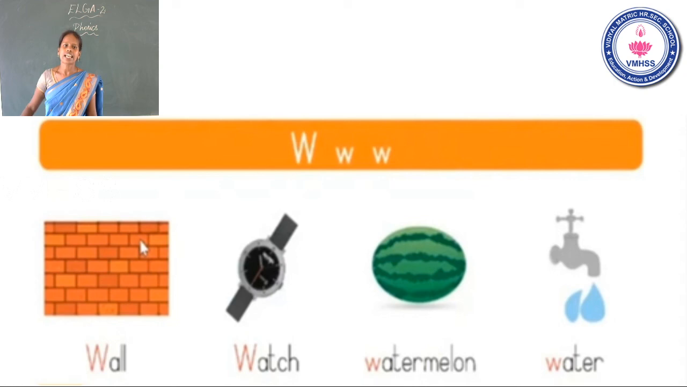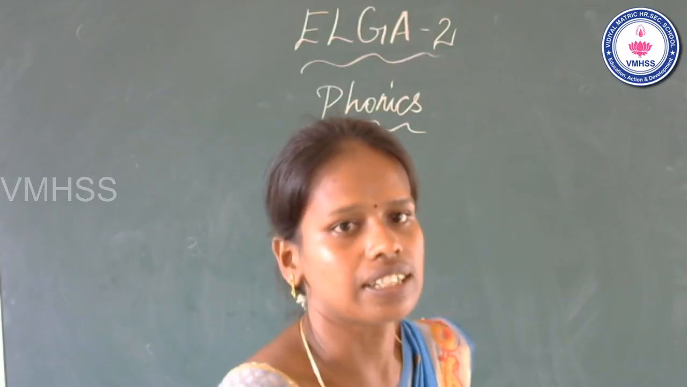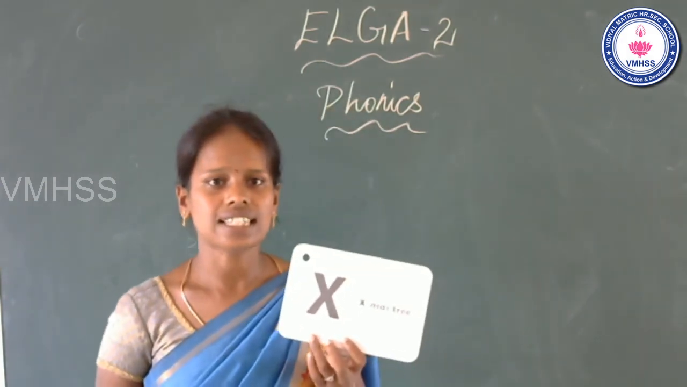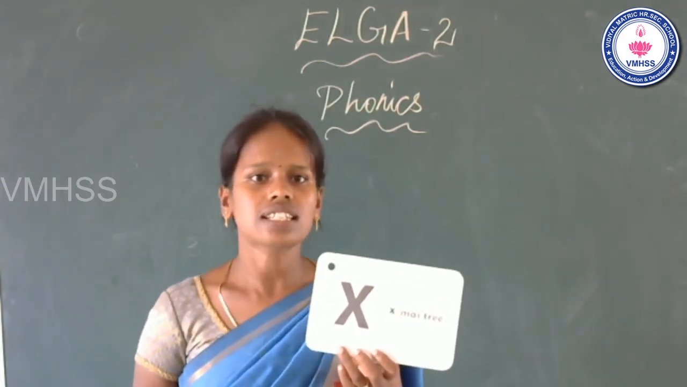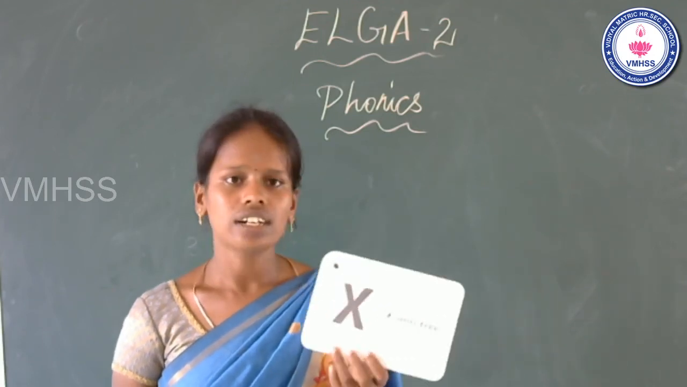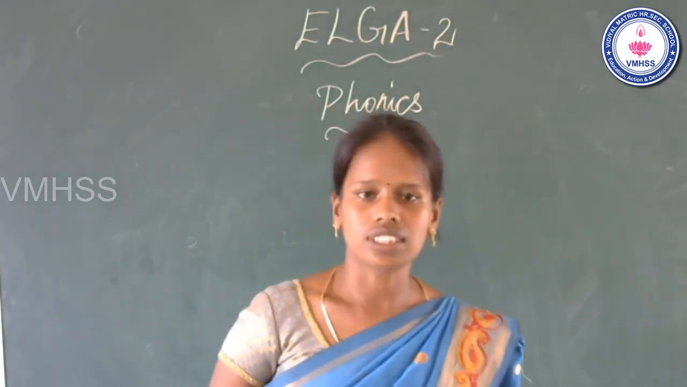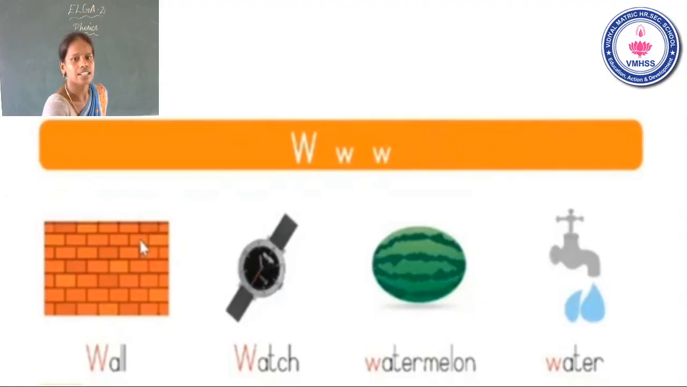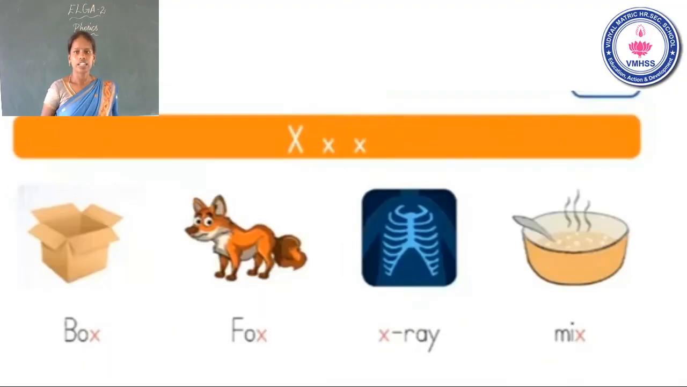Now go to the next letter. What is the next letter? See the flashcard. The next letter X. The name of the letter X. The sound of the letter X. Okay. Now let's see some words. Look at the slide. The name of the letter X. The sound of the letter X. Okay.